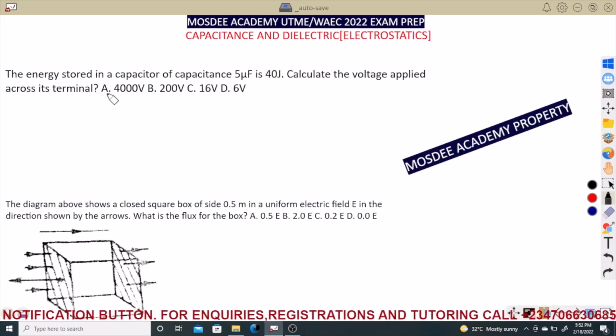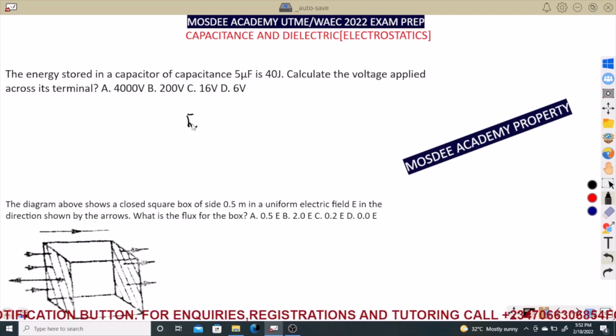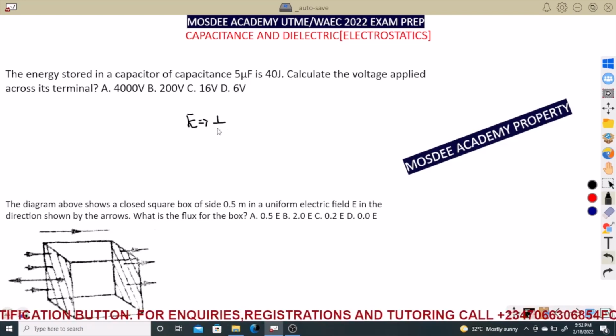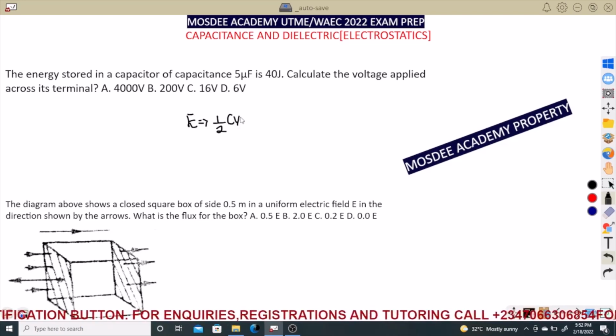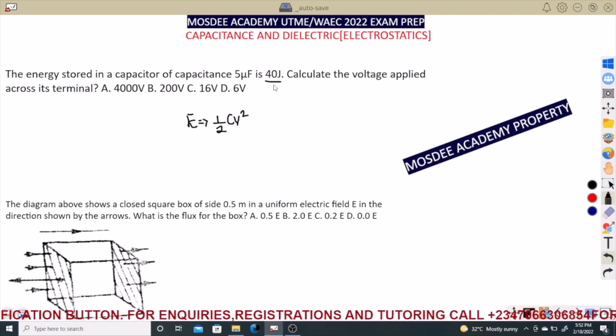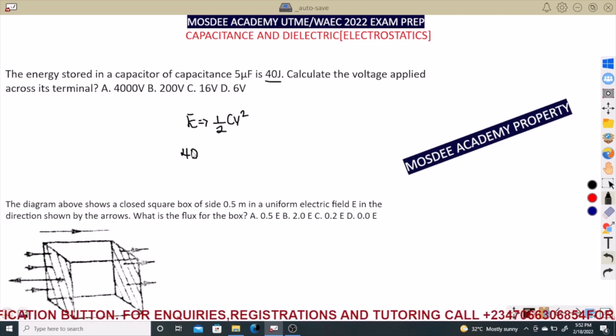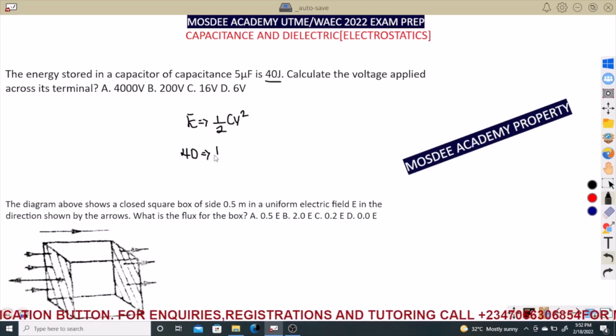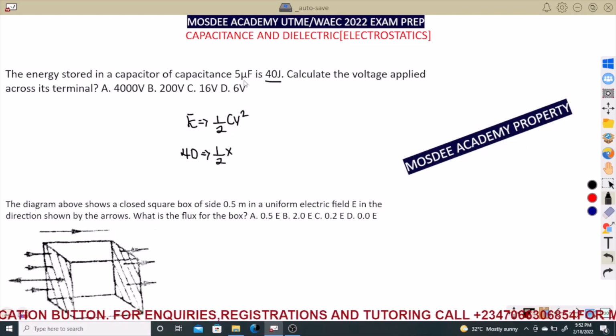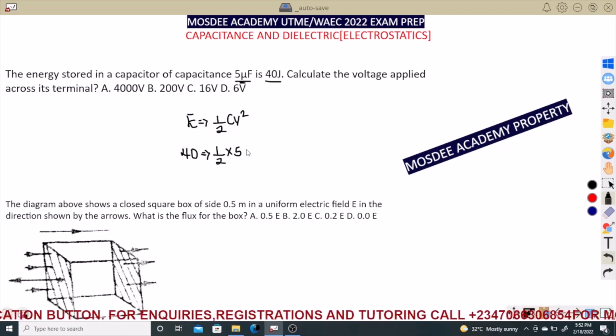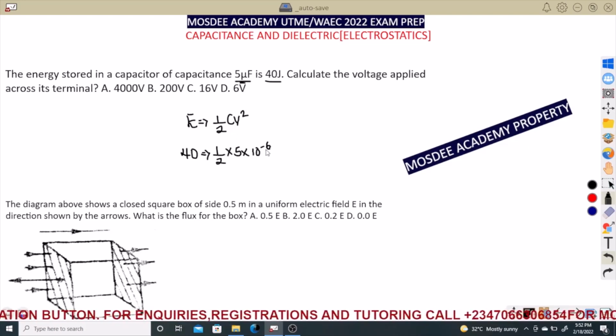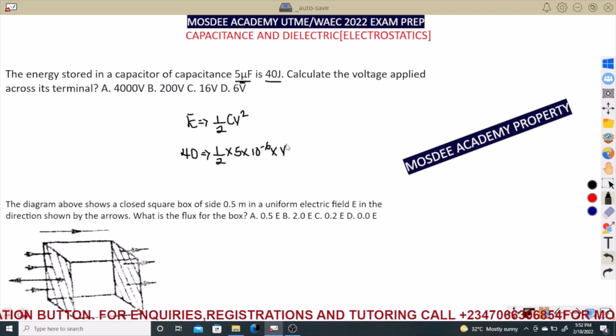Next question is still on what we have studied. The energy stored in a capacitor of capacitance 5 microfarad is 40 joules. Calculate the voltage. We've done energy, we have talked about the concept. It's half CV squared. So this time around, energy was 40 J. Half times, I will convert this to farad, that is 5 times 10 to the power of negative 6, times V squared.